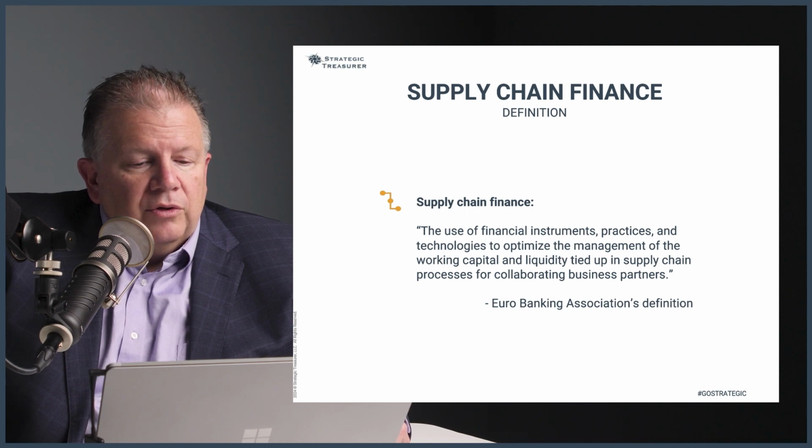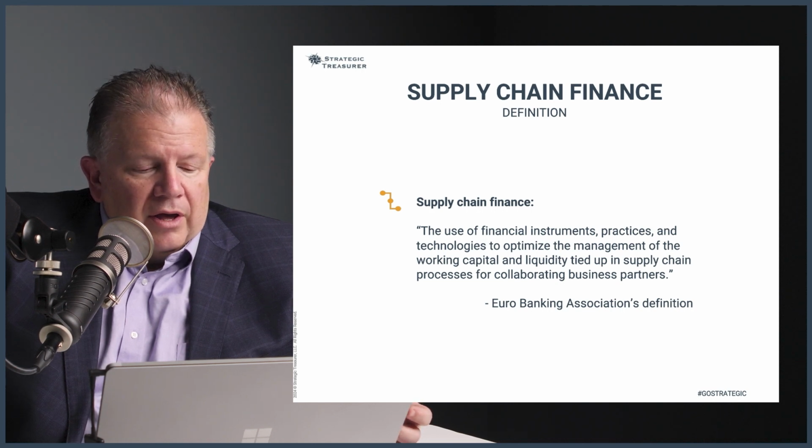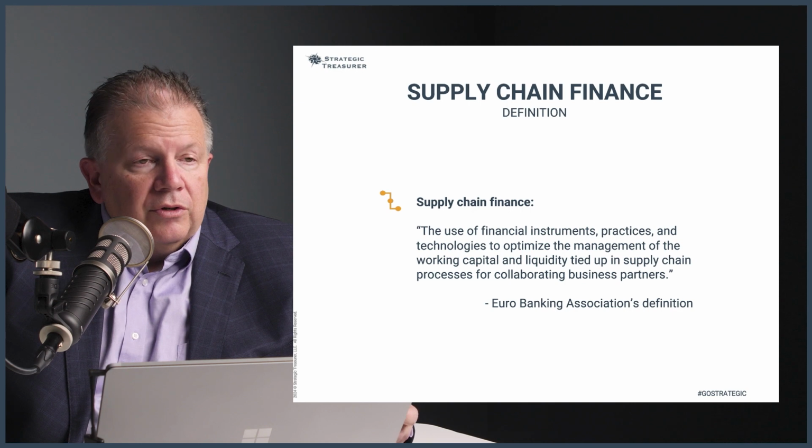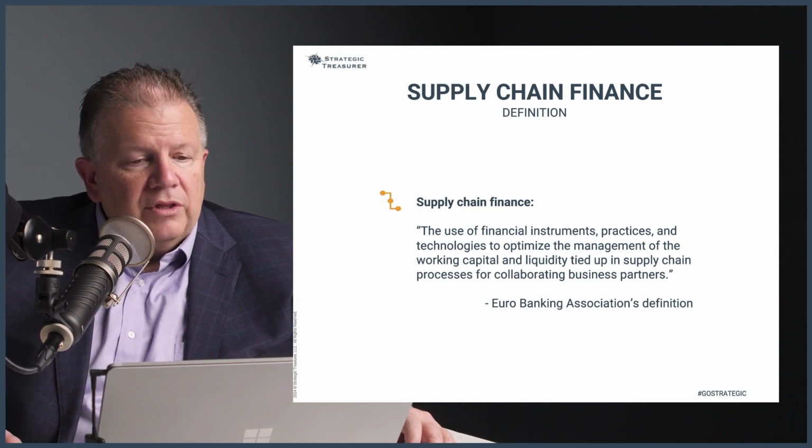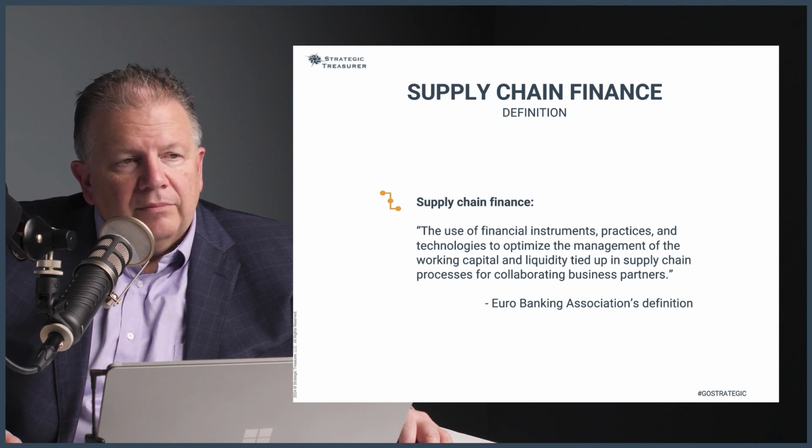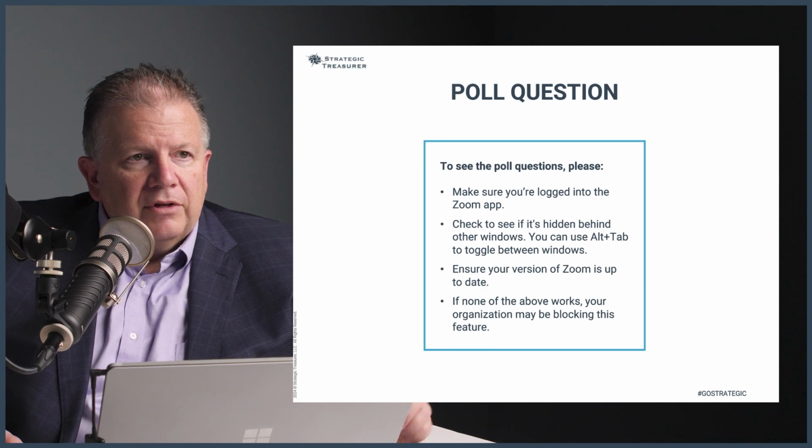And so that would include factoring, reverse factoring. It would include dynamic discounting, among others. So some good things to think about. Appreciate you listening to that definition. We do like the EBA's definition.